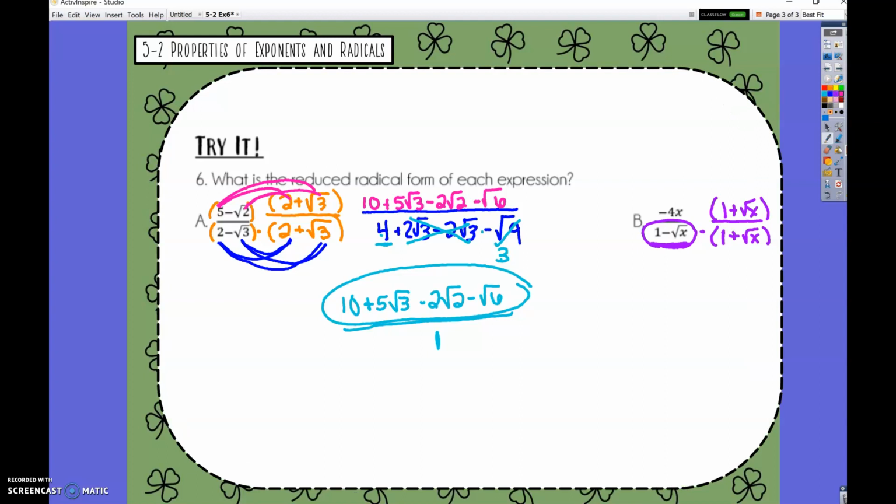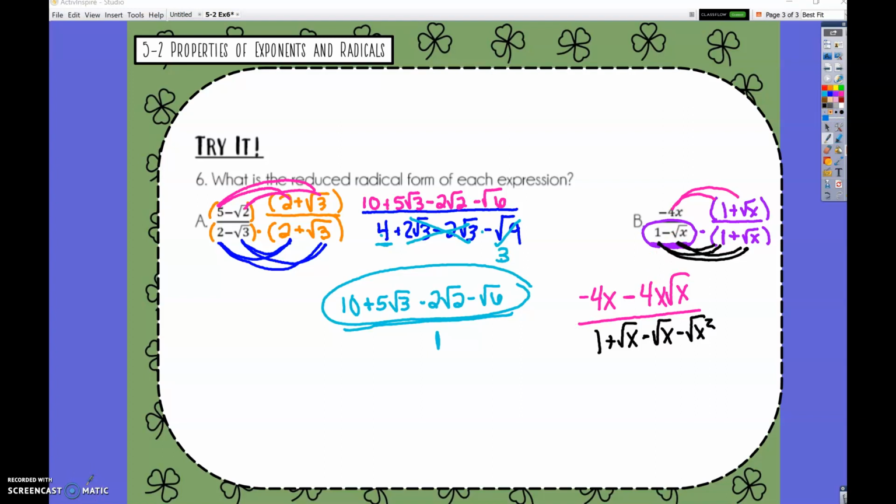All right, so to get rid of this root x, I have chosen to multiply by 1 plus root x on both the numerator and the denominator. So to get my numerator simplified, I'd multiply that negative 4x through times 1 and that negative 4x times root x, all over. I would need to do the distribution here.